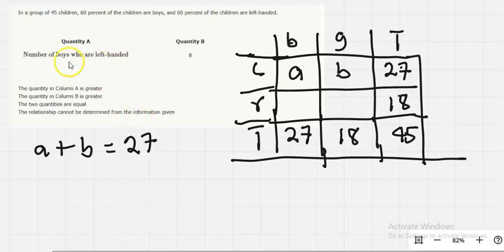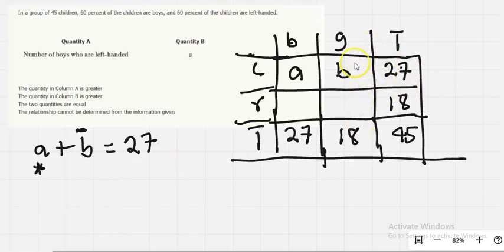Now remember, for this question, we want to just compare the quantities. So that is what we are going to do here. Since you are comparing quantity A and quantity B, let us find the minimum value of this variable A, which is the number of boys that are left-handed that we are required to find. Let's find the minimum value so that we can have an idea of how to go about the question. If we are looking for the minimum value of A, that means we need to find the maximum value of B.